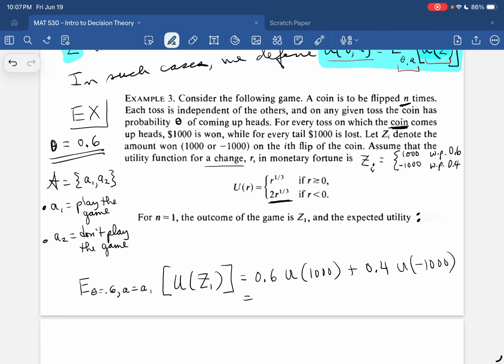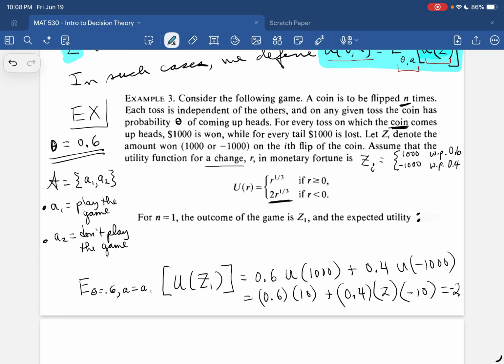And remember that the utility function for positive numbers is r to the 1/3, so that'd be 0.6 times 1,000 to the 1/3, or 10, plus 0.4 times, and then for negative numbers, it's 2 times r to the 1/3, so that's going to be 2 times negative 1,000 to the 1/3, that's going to be negative 10. So that's 6 minus 8, which is negative 2.